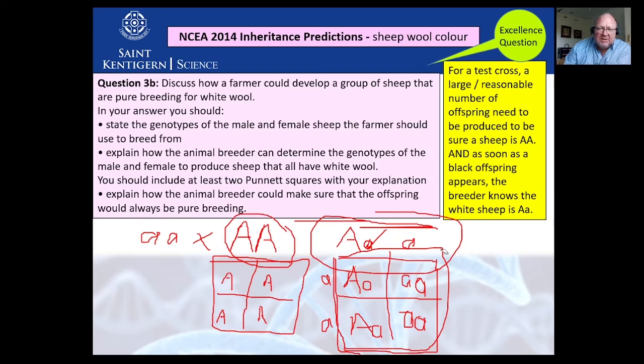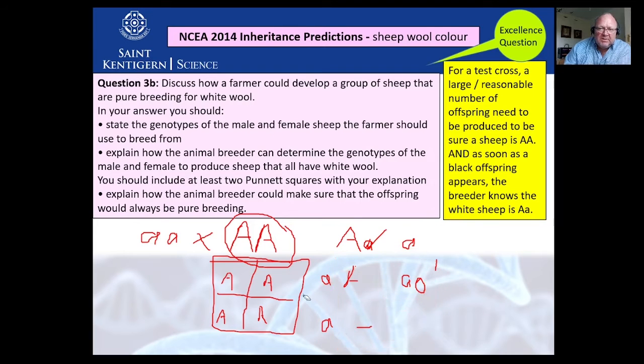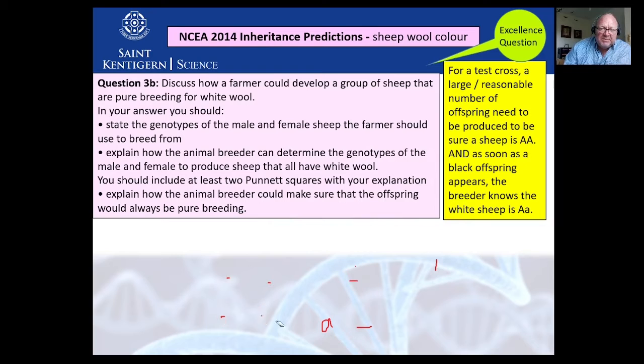Okay, so those are the two Punnett squares that you're going to have to draw, and basically the explanation that you're going to give. You have to say things like he has to continue to monitor them because there's a 50% chance that he will produce white and 50% that he will produce black.